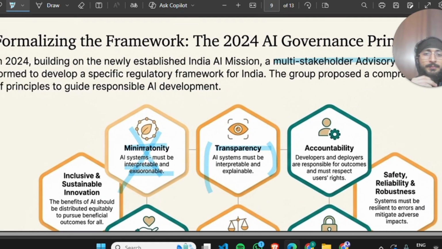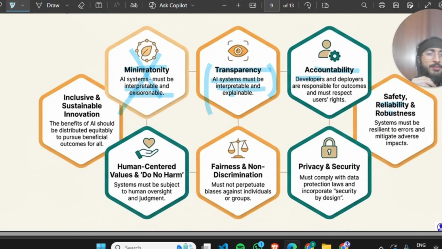So, the principles for AI governance. First is transparency. AI systems must be interpretable and explainable. Accountability: developers and deployers are responsible for outcomes, and must respect the user's rights. Then we have safety, reliability, and robustness. Systems must be resilient to errors and mitigate adverse impacts.